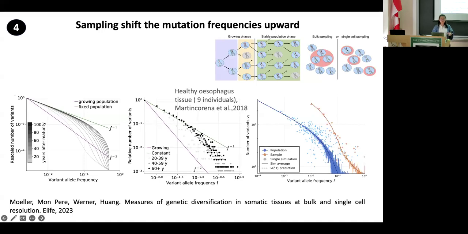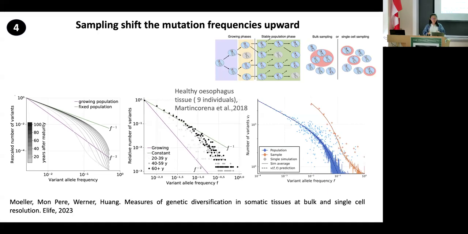So if you're sampling a few individuals from a large population, what you lose is the rare mutations. And we know that in a growing population, the highest number of mutations are all at low frequency. So that's in this part, and they're lost in the sampling. So that's the impact of sampling.